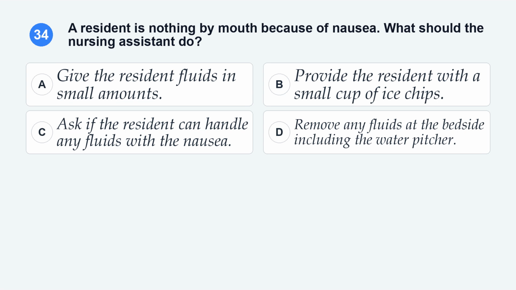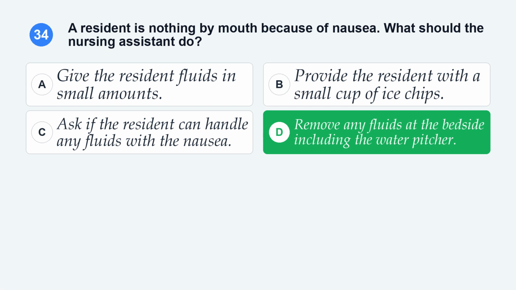Question 34. A resident is nothing by mouth because of nausea. What should the nursing assistant do? Option A. Give the resident fluids in small amounts. Option B. Provide the resident with a small cup of ice chips. Option C. Ask if the resident can handle any fluids with the nausea. Option D. Remove any fluids at the bedside including the water pitcher.